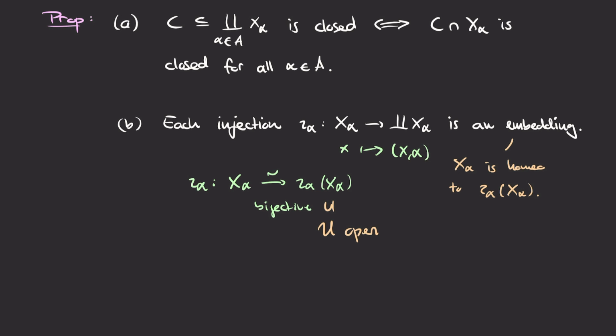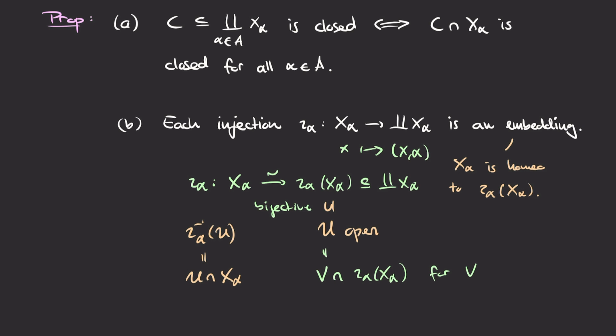You can also see this more directly just by looking at the preimage of U under iota alpha, which is equal to the intersection of U with the component space X alpha. Now, if U is an open set of the subspace iota alpha of X alpha, so this is a subspace of the entire disjoint union space, then this means that U has to equal V intersected iota alpha of X alpha for V open in the disjoint union space.